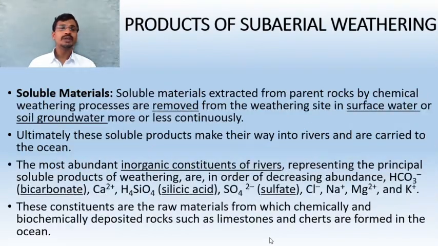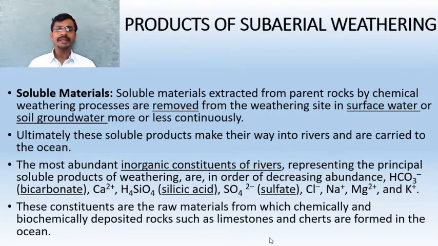Now let's look into the soluble materials that are formed as a result of subaerial weathering, which are basically extracted from parent rock by chemical weathering processes and are removed from the weathering site in either surface waters or soil groundwater, and this process is happening continuously from the inception of the chemical weathering process. Ultimately, these soluble products make their way into rivers and are carried into the ocean.